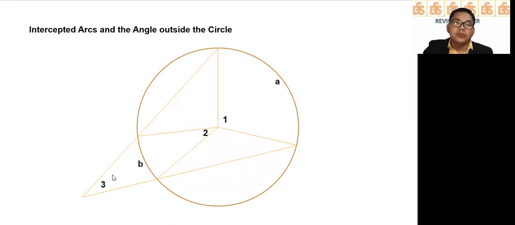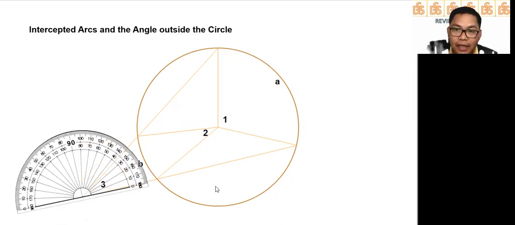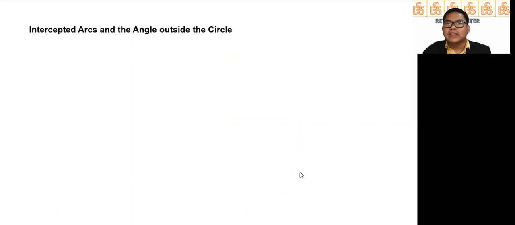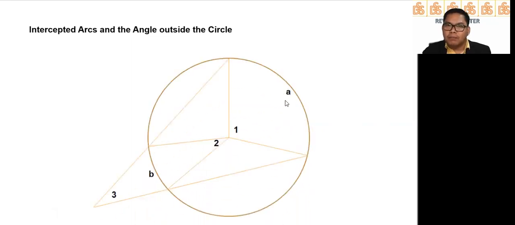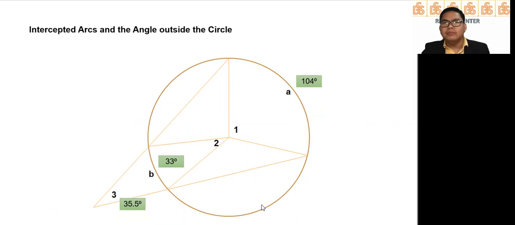What else? We need to measure the angle outside the circle with the use of our transparent protractor. And that is almost 30, that's actually after 35 degrees. It's between 35 and 36. So let's say 35.5 degrees. Now, with that, do we see any connection where arc A is 104 degrees and arc B is 33 degrees, while angle 3 is 35.5 degrees?